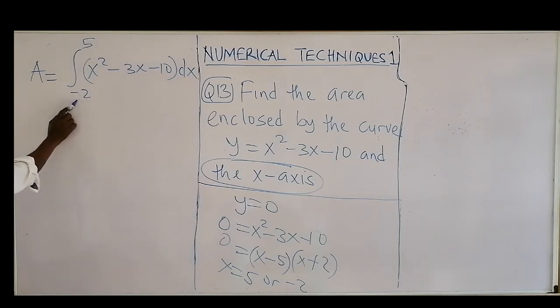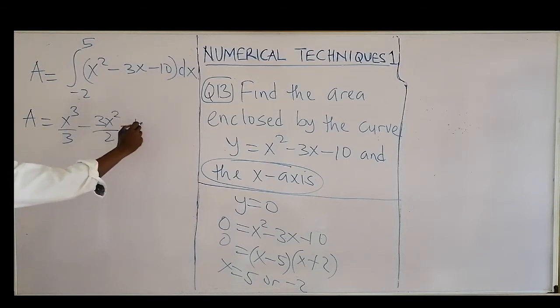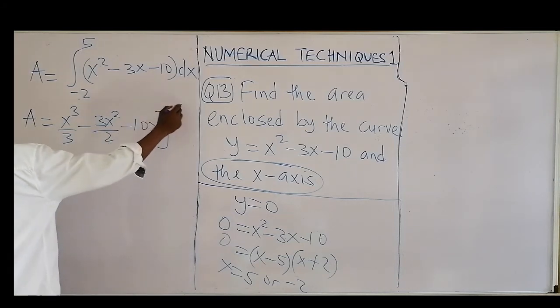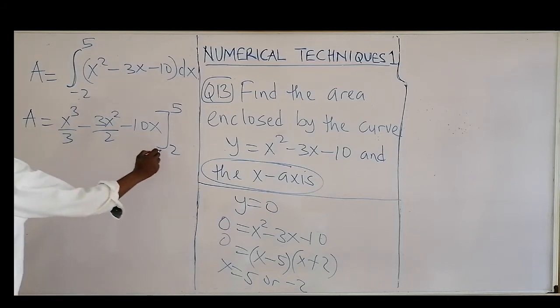We start from the smallest value at the bottom, the higher value will be on top. Okay? Then we can now do the integration to get the area. The integration will now become x cubed over 3 minus 3x squared over 2 minus 10x. Okay? Then put your upper and lower limits. I told you this is a definite integral. When you have that, there won't be plus c. So substitute that value. Okay, this is minus 2.